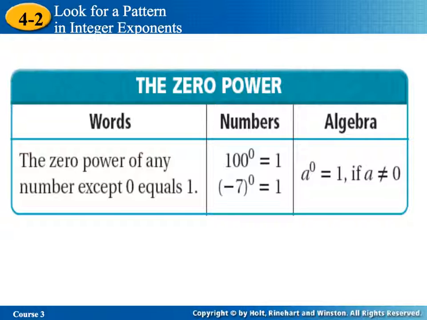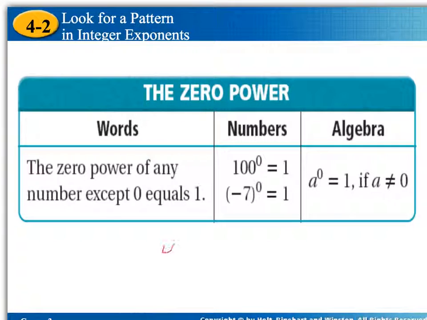Any number that is taken to the 0 power is always 1, except for 0. So if you took 4 to the 0 power, you will get 1. 30 to the 0 power, you will get 1.